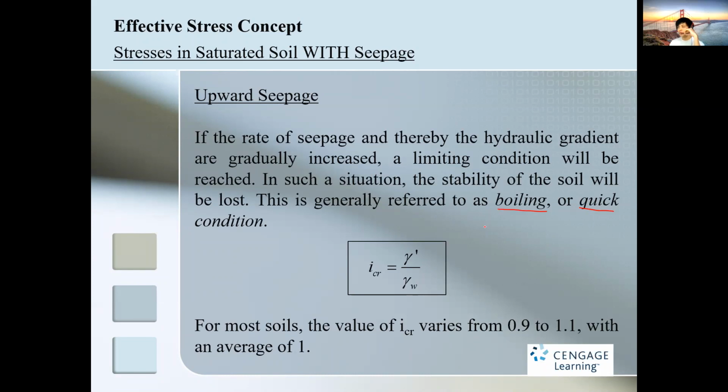We call them liquefiable soils because of this particular scenario, where the rate of water going upwards is fast enough, di ba? The rate of upward seepage is very fast that it tends to break down the sandy condition of the soil. Sand is easily broken apart and easily dissipated. So that's the quicksand condition, or liquefiable soils. Boiling and quick condition happen only in sandy soils.